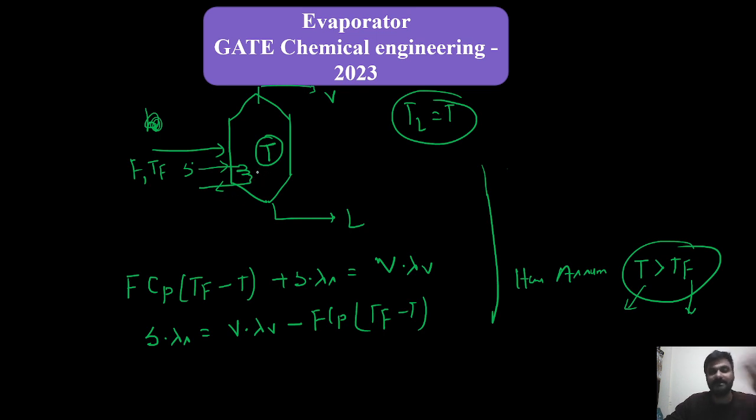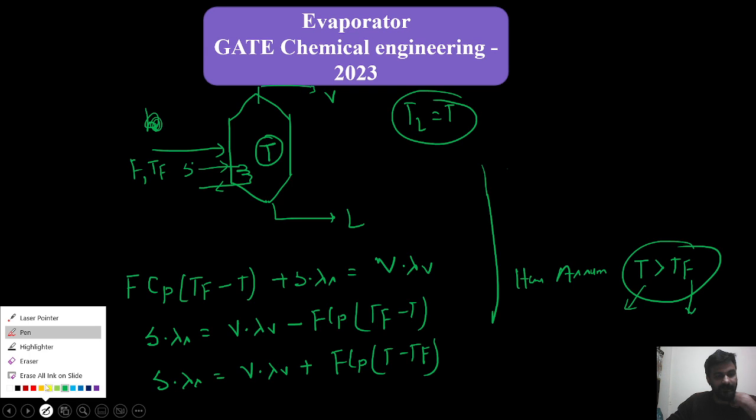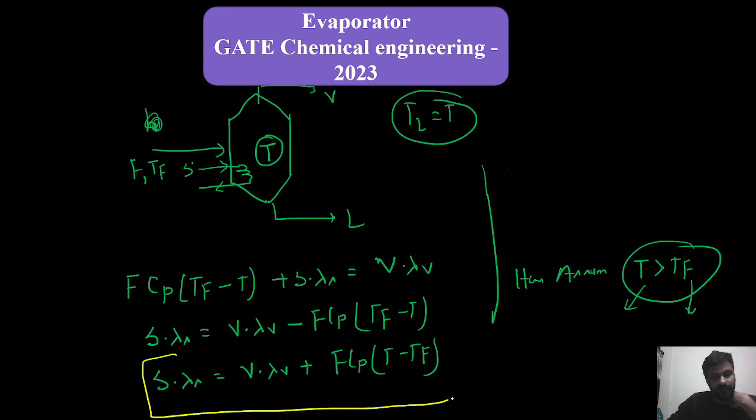Okay. So that's why the work of the evaporator is to supply the heat through the steam, and it will reach the boiling point of the solution, and the water will get evaporated, and we'll get the concentrated solution, right? So you can write S into lambda S is equal to F into lambda V plus F Cp T minus T of feed. So this is a very, very important energy balance relation for our evaporator, right? So if unit is given, S will be in kg per hour.